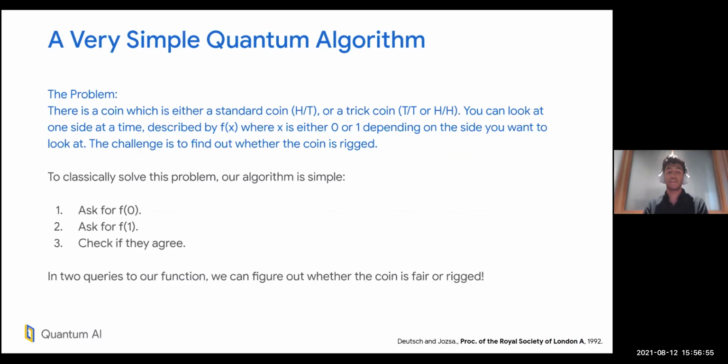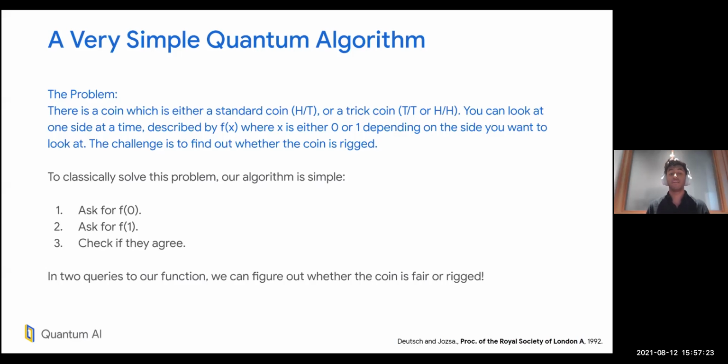So first, let's understand the problem in a classical case. Suppose I have a coin in my hand, and it's either a standard coin with one head and one tail, or a trick coin, like a rigged coin, which is either tails, tails, or heads, heads. And you might use it to, like, scam your friends. Well, your challenge is to figure out whether my coin is heads, tails, or heads, heads, or tails, tails. So whether it's fair or tricked.